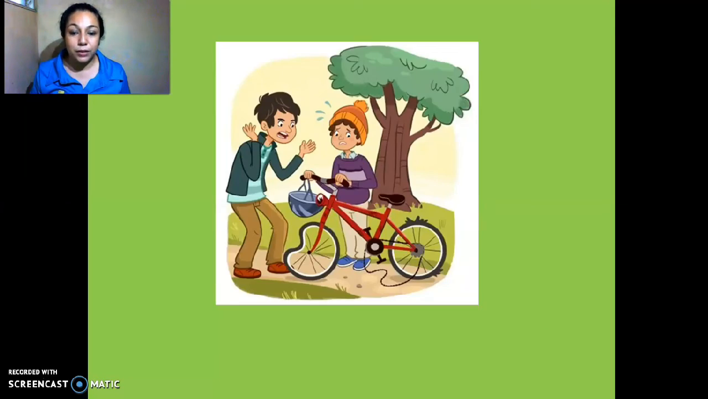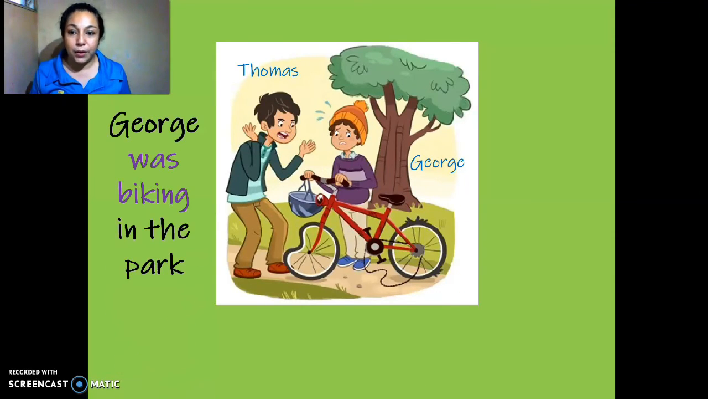Okay, so the first one. This one is a picture about two boys. The first one is Thomas and the second one is George. What happened with them? Okay, George was biking in the park.